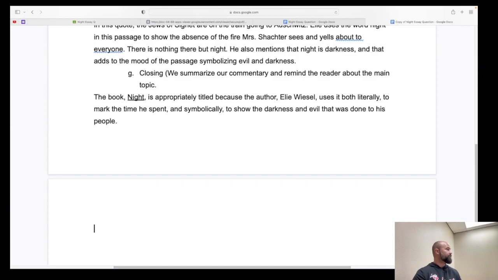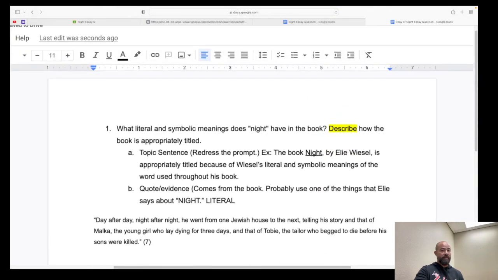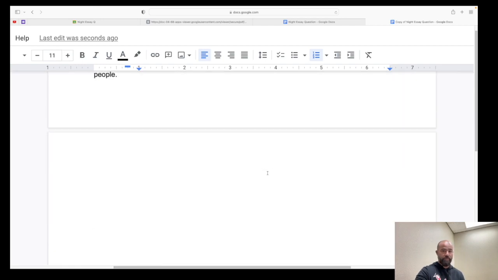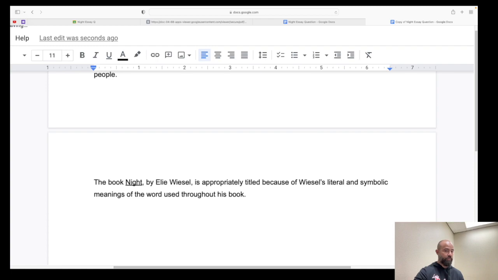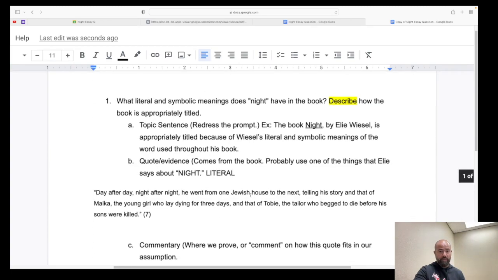I'm going to push enter to a new page, and I'm just going to start grabbing stuff. A is the first letter, so I'm going to grab this topic sentence, copy it, come down here, paste it. Now it gave me that H thing here. Just delete, get that out of the way. Everything else should work just fine.